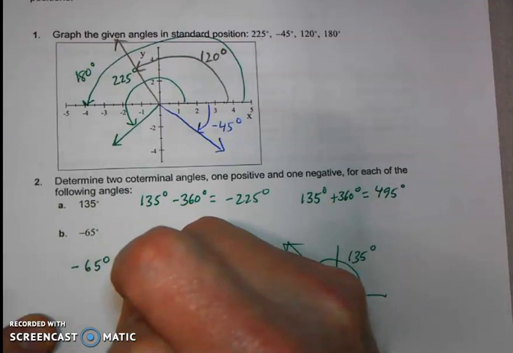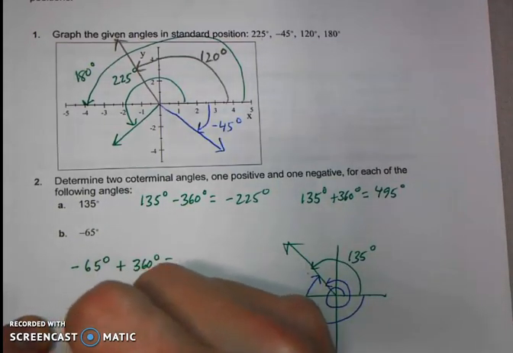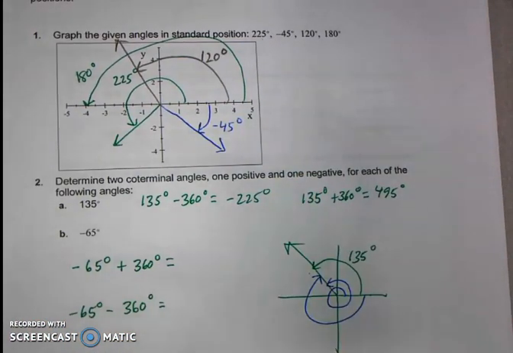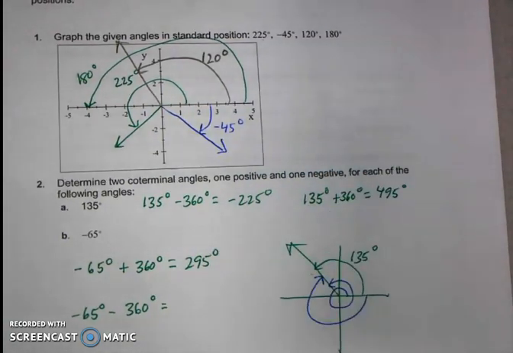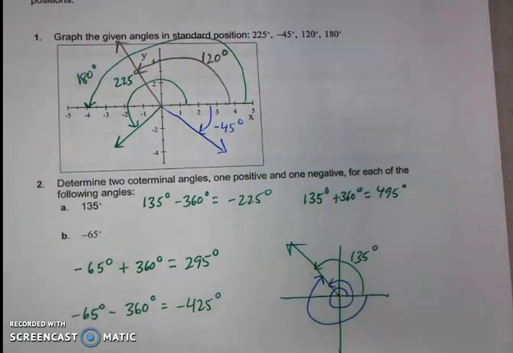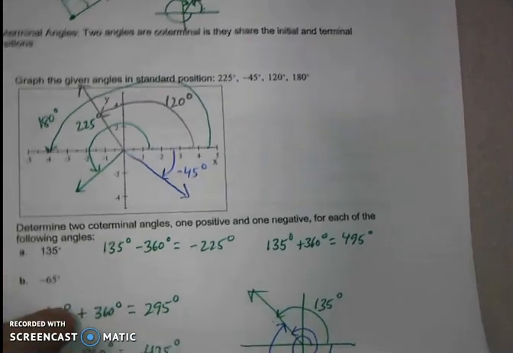So this one would be negative 65 plus 360 degrees, and negative 65 degrees minus 360 degrees. Grabbing my calculator, negative 65 plus 360 is 295 degrees, and negative 65 minus 360 is negative 425 degrees. Okay, so finding coterminal angles, not a big challenge. Coterminal angles will be something very, very important to us here in a couple of sections. Not so much today.